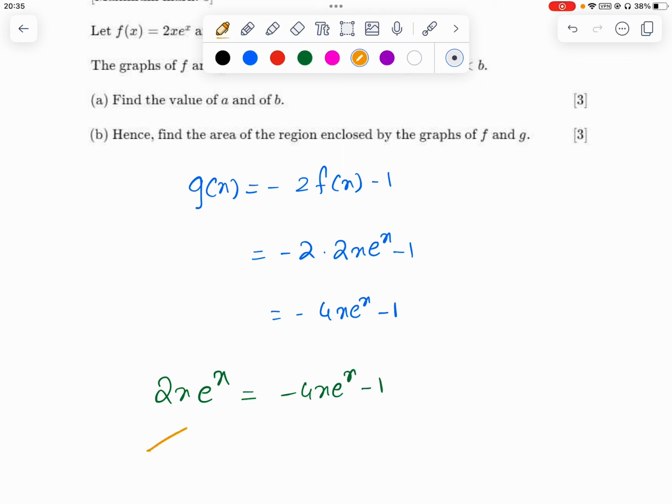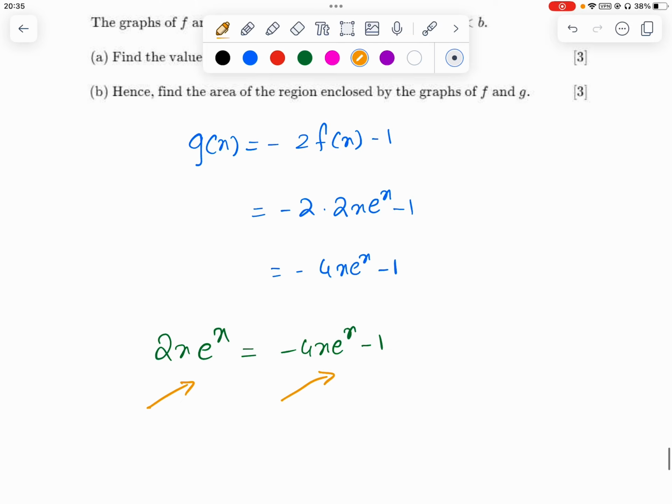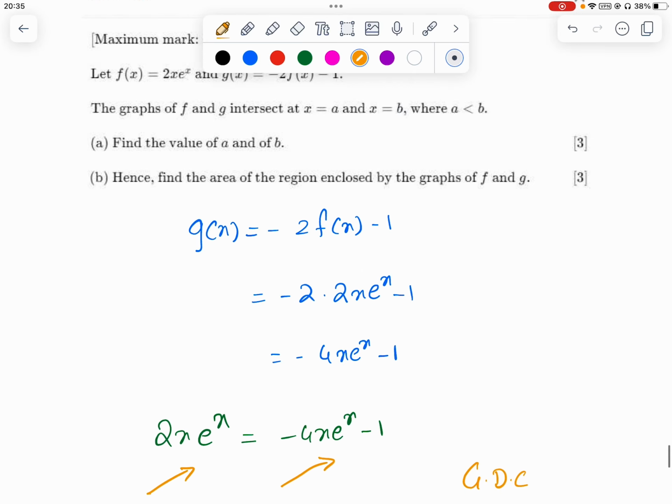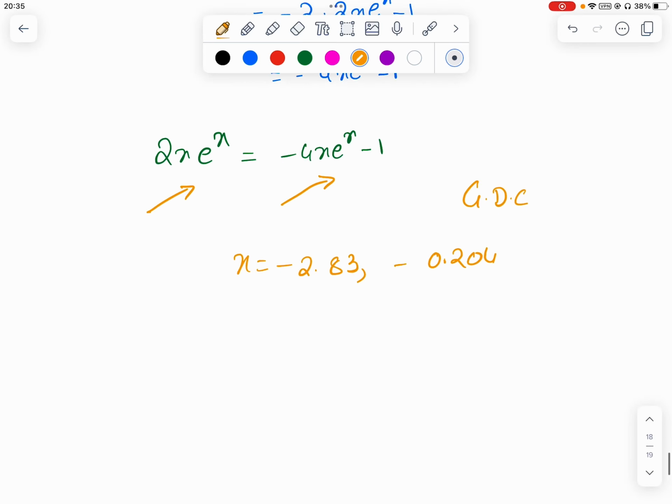Use the GDC: draw the graph for the left-hand side and the graph for the right-hand side. You can see the point of intersection. The point of intersection is going to be negative 2.83, negative 0.204. Then, hence find the area of the region bounded by f and g.